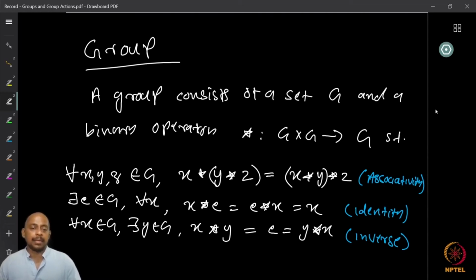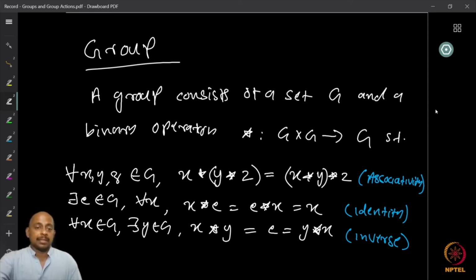Then you have the identity element: if you apply star with this identity E, then X star E is equal to E star X, equal to X for every X. So you should have such an identity element. And then if you take any element in the group G, you can find an element called the inverse: if X is the element, then Y is the inverse of X if X star Y is equal to the identity, and that's also equal to Y star X. If all these three properties are true, these are called the group axioms, and then the set is a group with respect to the binary operation that we have.